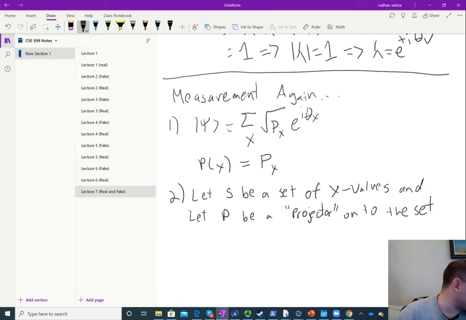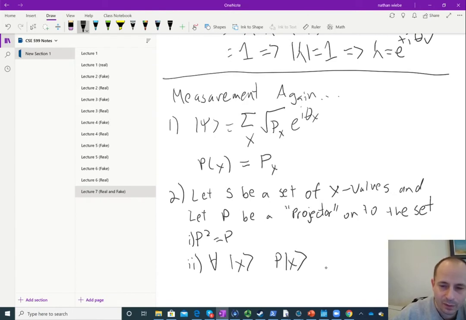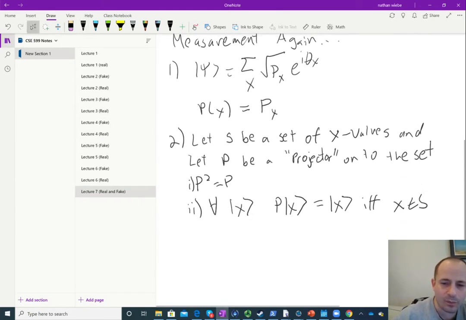By projector, what I mean is that the projector P satisfies P squared equals P. And in particular, for all inputs x, Px equals x if and only if x is in the set in question, and is equal to 0 otherwise.